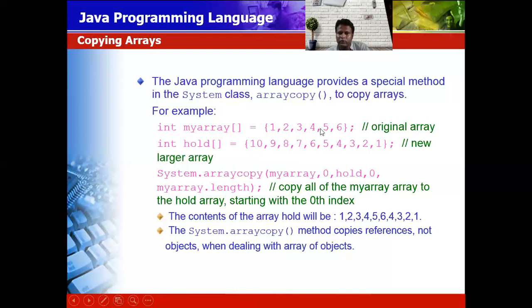Okay, so 1 2 3 4 5 6, we copy the element and store it in this hold array at location 0, up to which extends to m array dot length. So what is the size of the array? Till that length, it will copy all the elements and paste them into the hold. That is printing: 1 2 3 4 5 6 4 3 2 1.